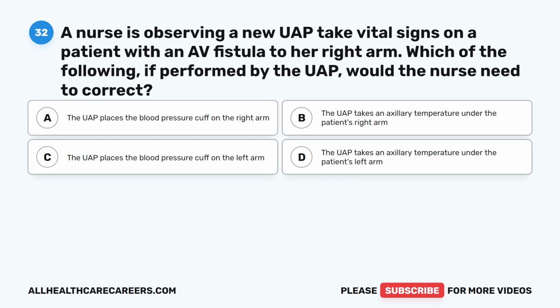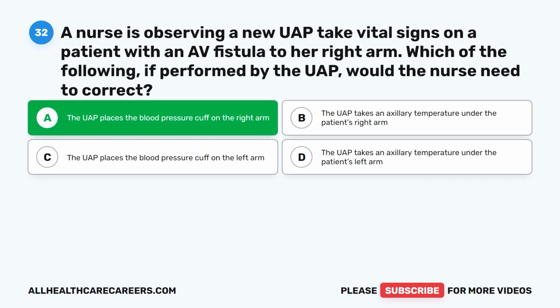Question 32. A nurse is observing a new UAP take vital signs on a patient with an AV fistula to her right arm. Which of the following, if performed by the UAP, would the nurse need to correct? A. The UAP places the blood pressure cuff on the right arm. B. The UAP takes an axillary temperature under the patient's right arm. C. The UAP places the blood pressure cuff on the left arm. D. The UAP takes an axillary temperature under the patient's left arm. The correct answer is A.